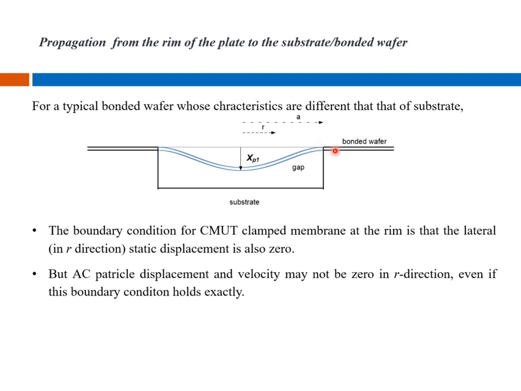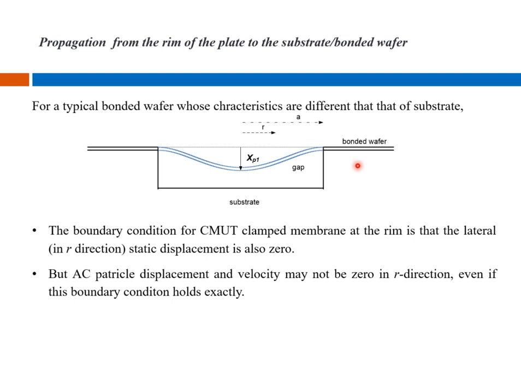It is fixed over here. Okay, so that's a boundary constraint that the static displacements at the rims over here and here are zero. But this does not mean that when the plate starts vibrating, when electric is applied, the AC particle velocity is zero. By particle velocity, I don't mean the atoms of the substrate are going to move.